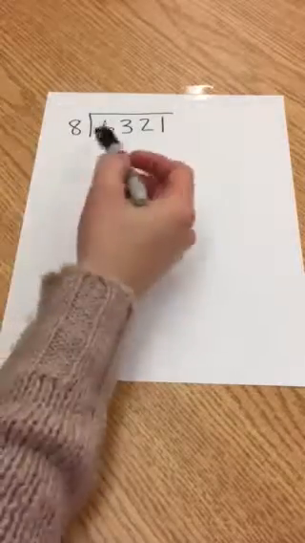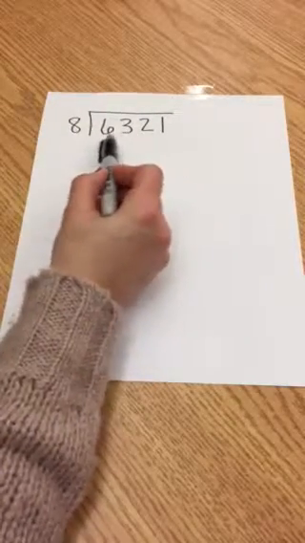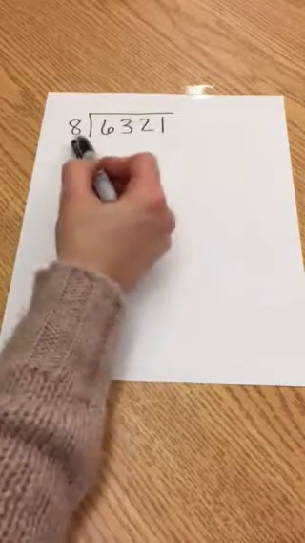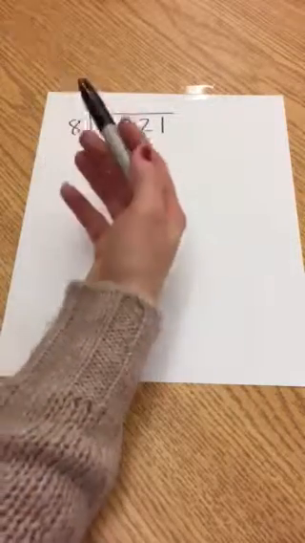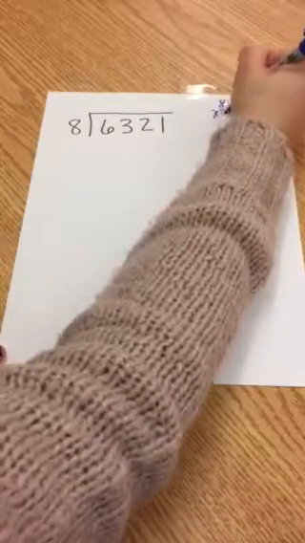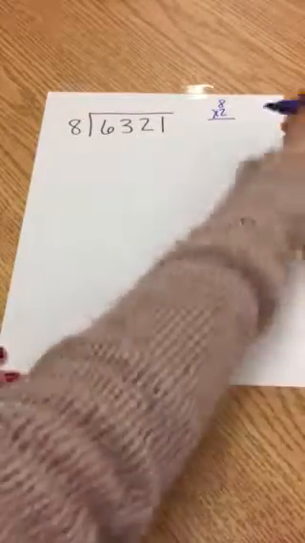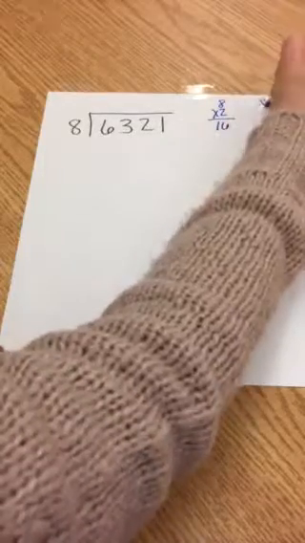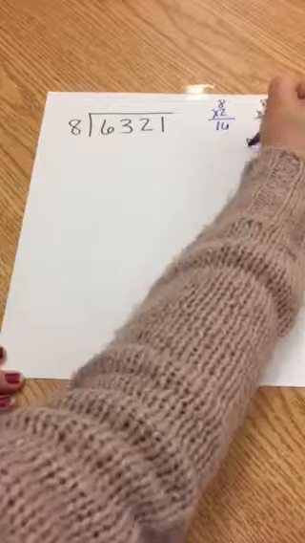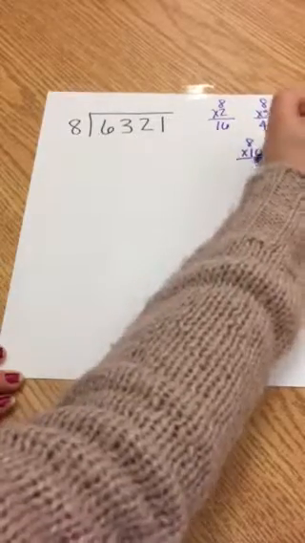The new way, we're looking at this number as a whole. 6,321. How many times does that go into 8? And we use more of an estimation, so you don't have to be perfect. So what I have the students doing is actually taking our basic facts. 8 times 2, we know is 16. 8 times 5 is 40. And 8 times 10 is 80.